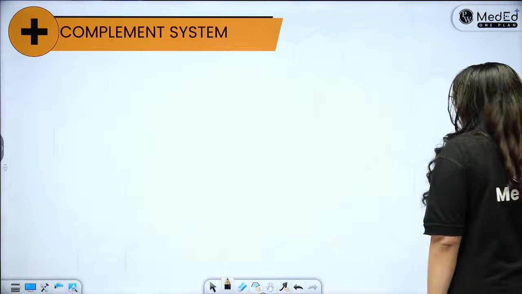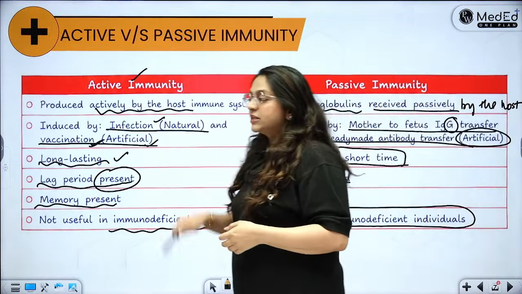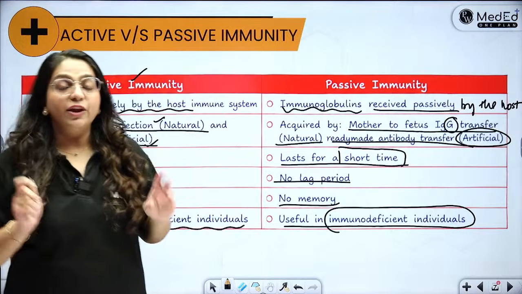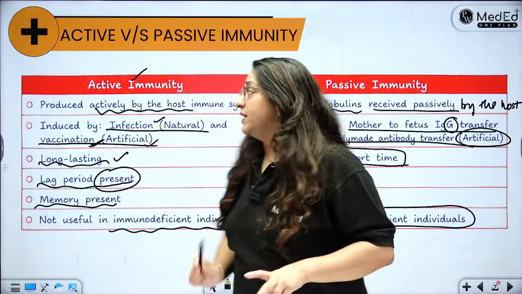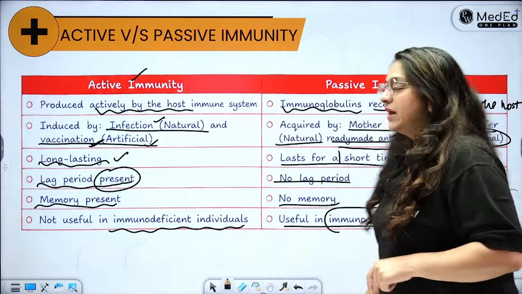Okay, all right. So like I said, active versus passive can be asked to you, and you have to write it in these particular points. 1, 2, 3, 4, 5, 6. You will write 6 points in that.